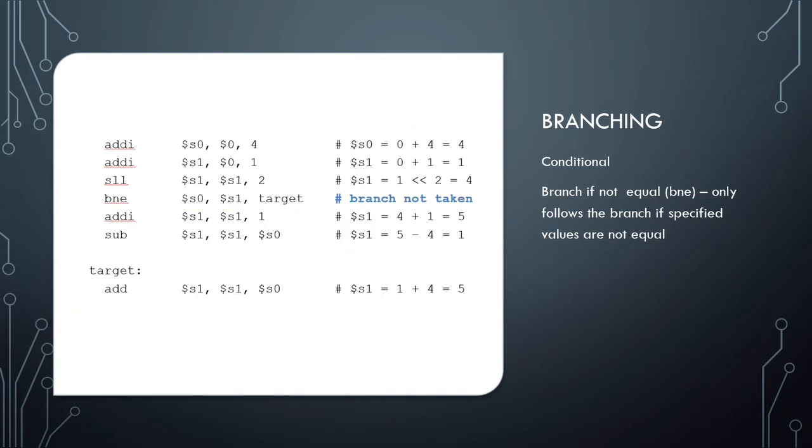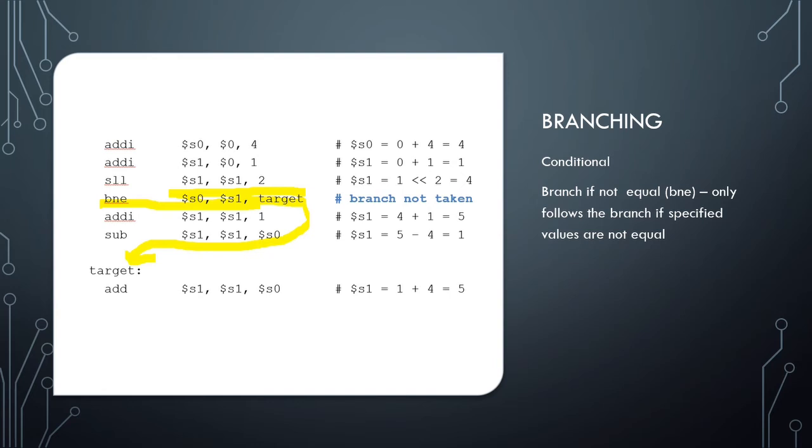Similar to the branch if equal command, there's also a branch if not equal command, which is represented by BNE. And so this command, as you might imagine, only takes the branch, only goes to that label, if the two values are not equal. So we had branch if equal, we could do a comparison. If they matched, we would go to the label or the branch. And so we also have a branch if not equal. So if these two values in register S0 and S1 are not equal, then in that case, we will take the branch.